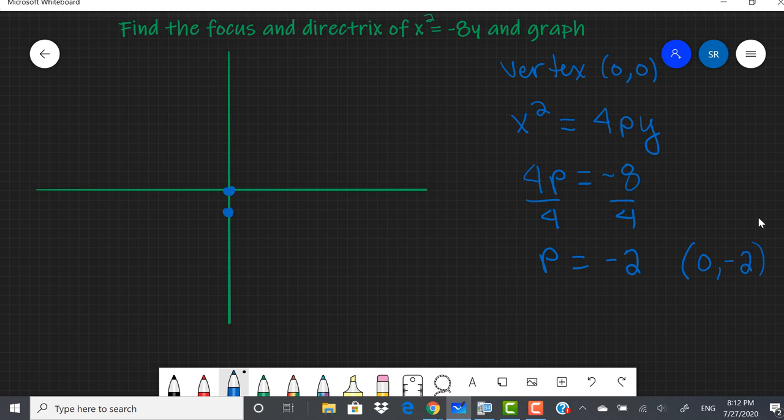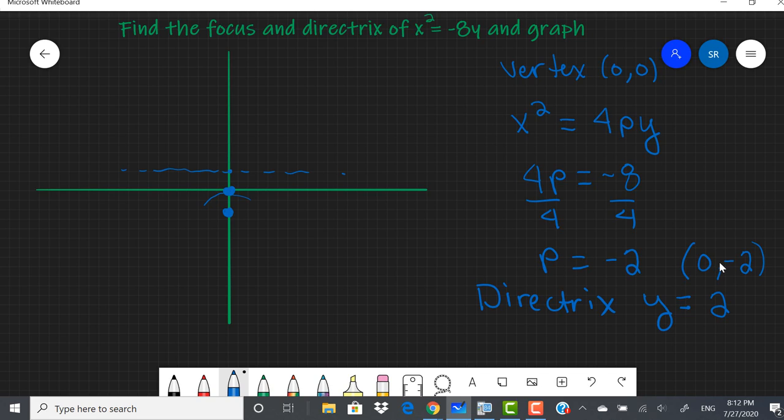That is going to be my focus. So that means that my parabola is going to go this way. I don't want to go too much because I'm going to find some points there. And my directrix will be parallel, will be y equals positive 2, the opposite of our focus. So we're going to go up to here.